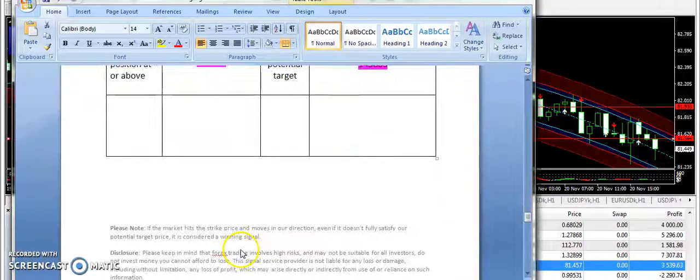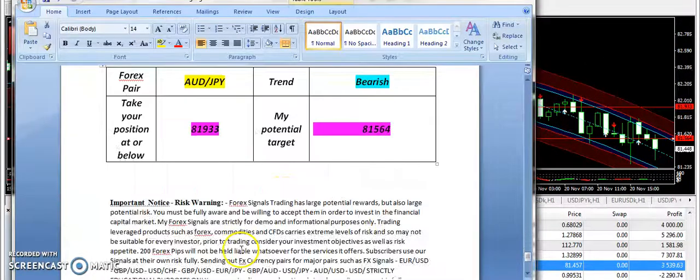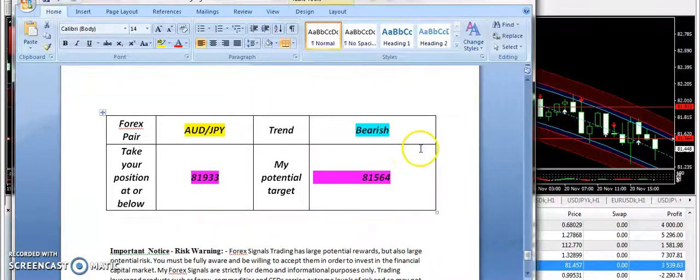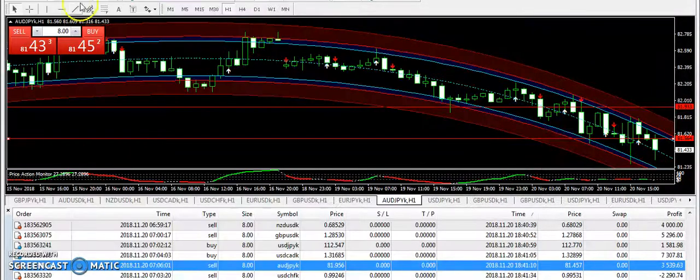Now let's talk about AUD JPY. This signal was not very strange for me to give in the morning because yesterday we have seen a drop on AUD JPY. Again, I have expected the drop. That's what I was expecting in the morning. 81.933 was the bearish entry, and 81.564 was the target price. So guys, today again the drop continued, and finally AUD JPY has hit the target price that I have supplied in my signals report.